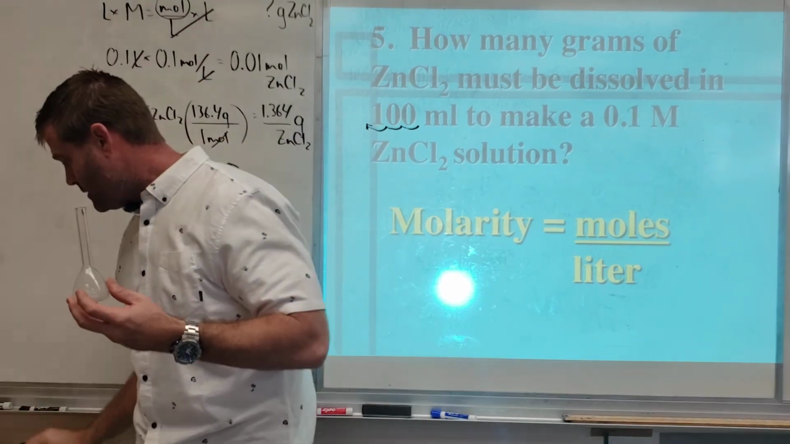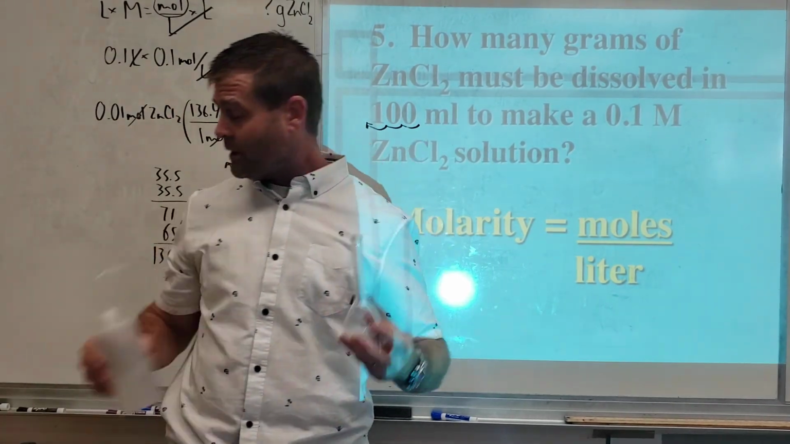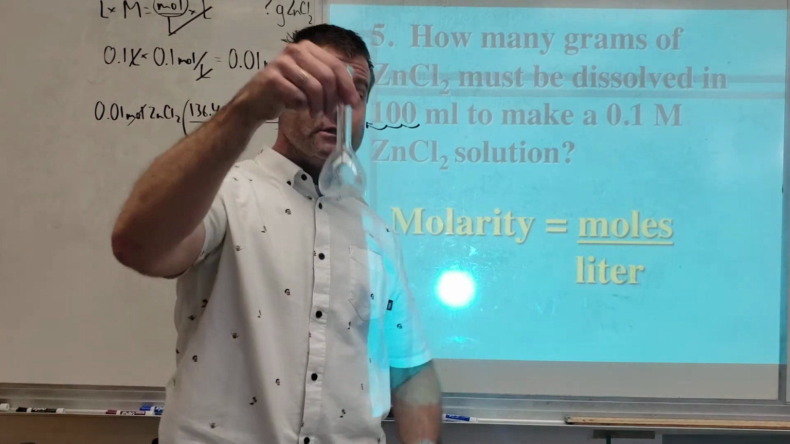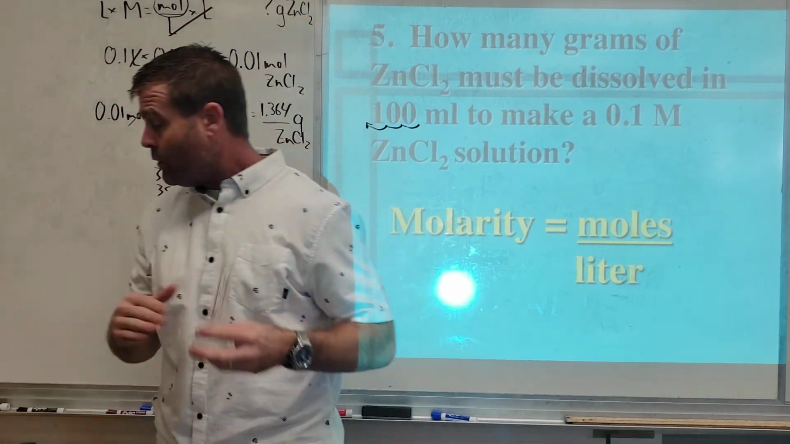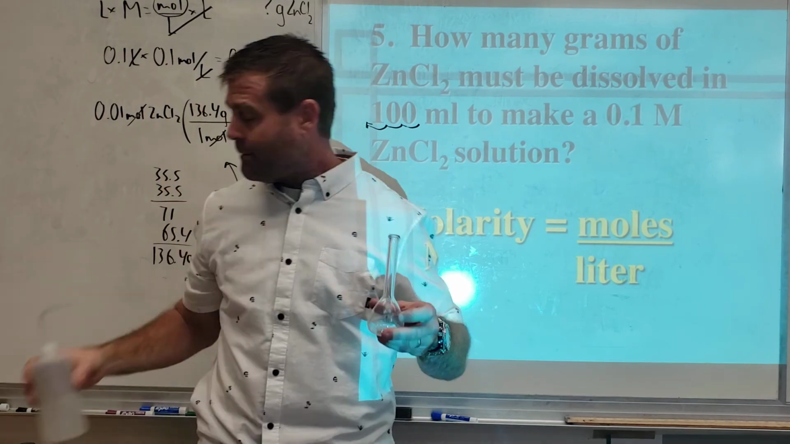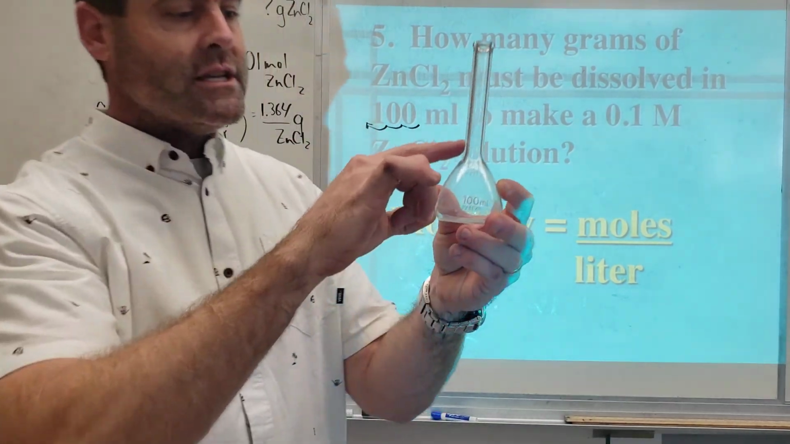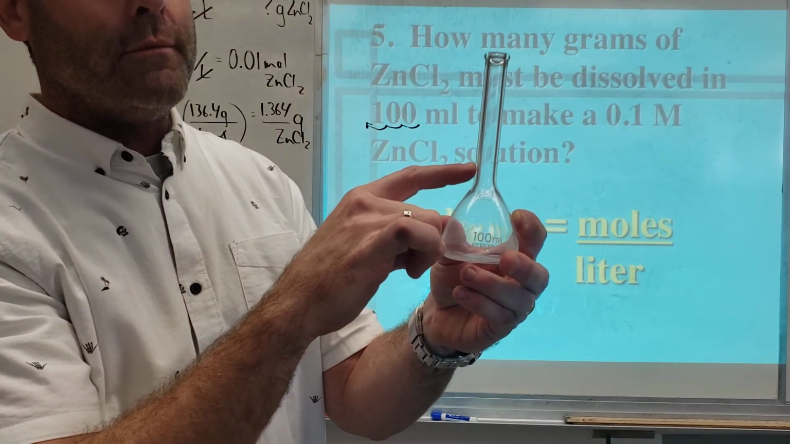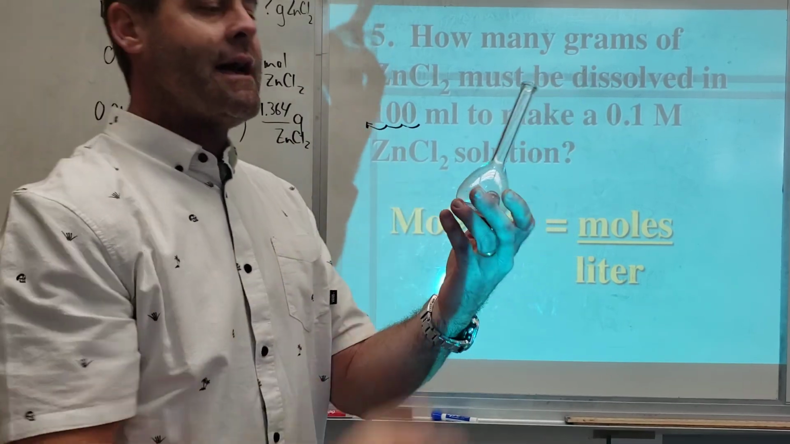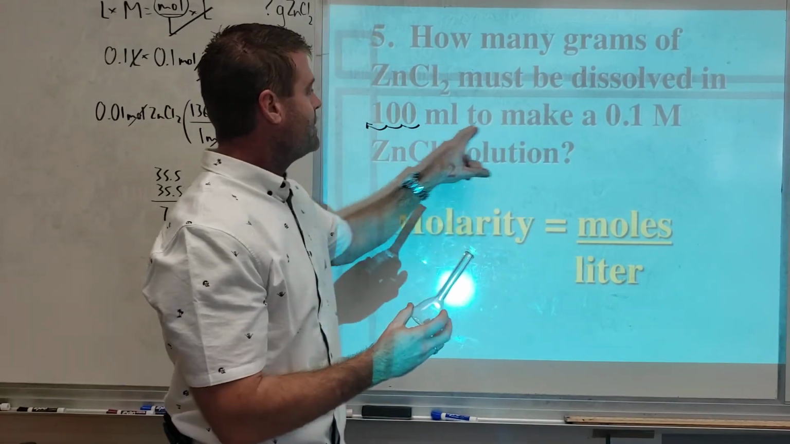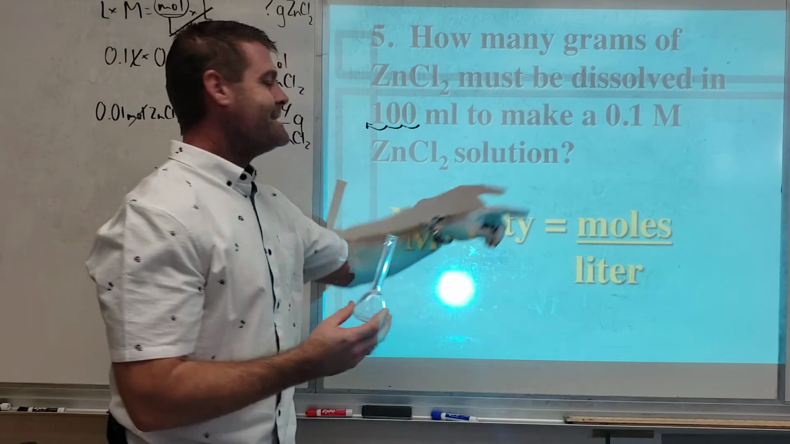Then you guys remember what you do? You add a little bit of water. Then what will we do? A little swirl action to make sure it's dissolved. Once it's fully dissolved, I would proceed to add more water until I've reached that 100 milliliter mark on my volumetric flask. And then what do I have here? I have 100 milliliters of a 0.1 molar zinc chloride solution.